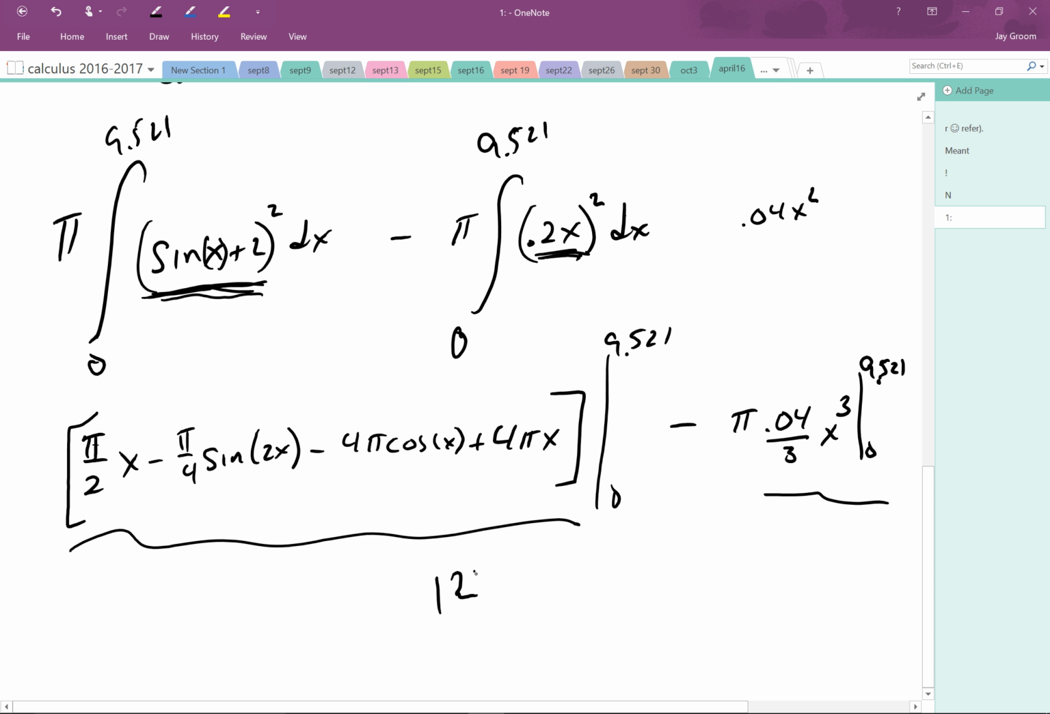123.3 units cubed. Okay? In theory, that's correct.